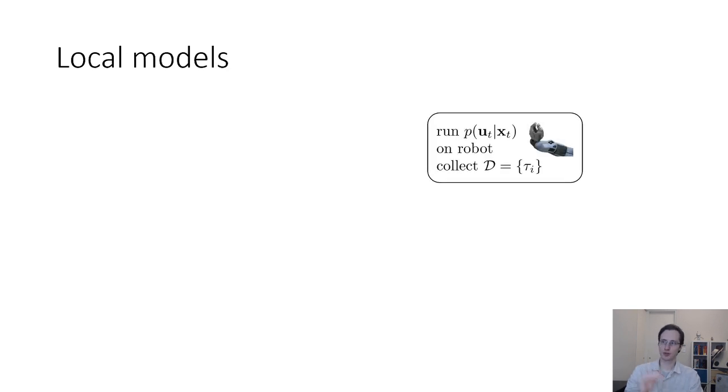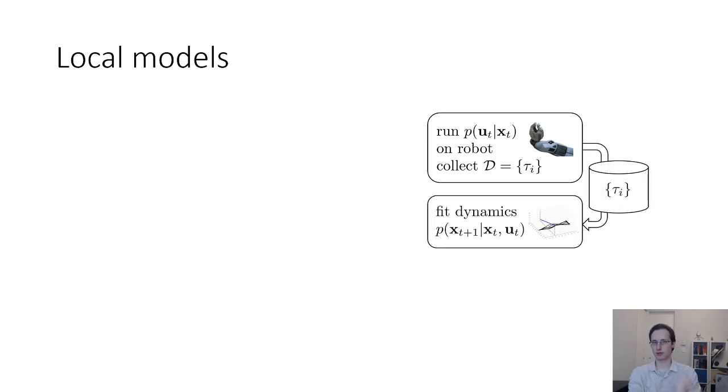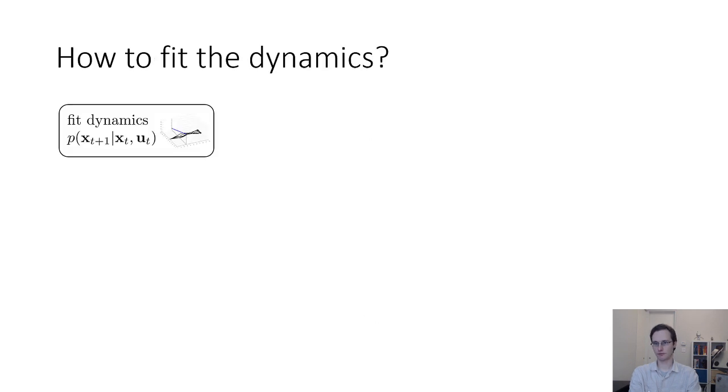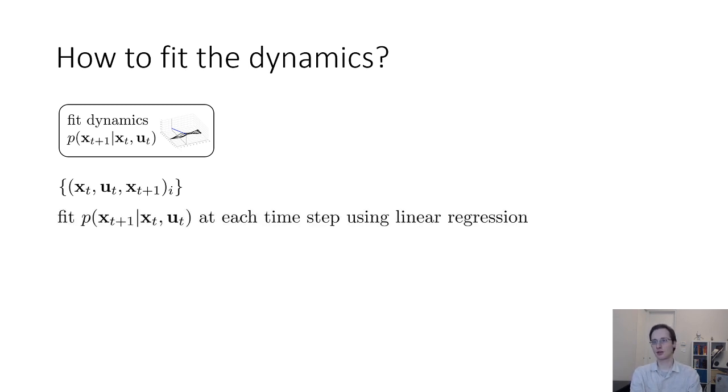Okay, so to recap this process, run your controller to collect a sample of trajectories, fit your dynamics to those sample trajectories, use those samples to improve your controller, and then repeat. How do you fit the dynamics? Well, you get this data set consisting of x_t, u_t, and x_{t+1} for every time step, and you rolled out multiple trajectories, so you hopefully have multiple trajectories in this data set. So then you would fit p(x_{t+1} | x_t, u_t) at each time step using linear regression.